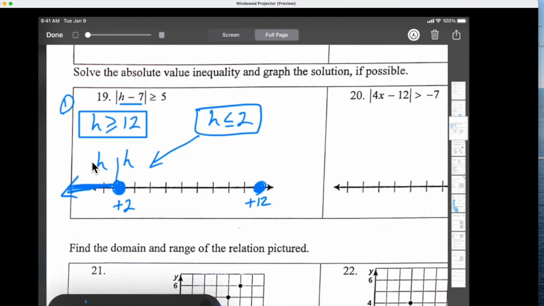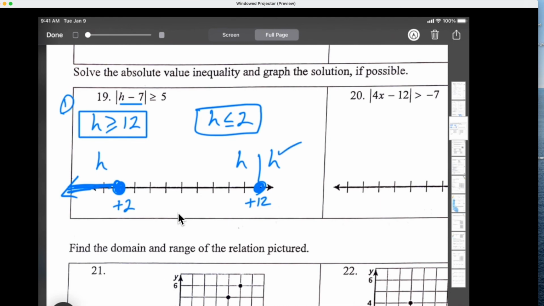Next, okay, so we erase that. Next, you put a line here, you put h on both sides. You look at what this is saying. H is greater than or equal to 12. Which of these h's is greater than 12? It's this one. So you shade over here. And that is your final answer.